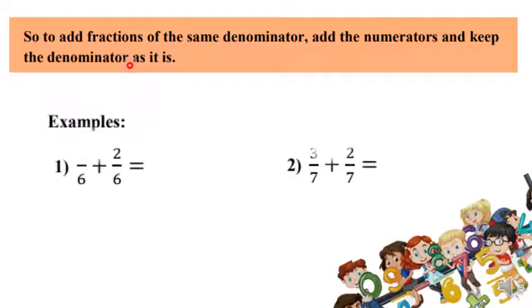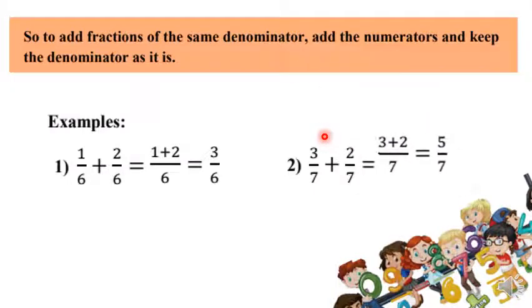Let's take more examples. 1 over 6 plus 2 over 6. Add the numerators and keep the same denominator. So 2 plus 1 over 6, which will give me 3 over 6. Here we have 3 over 7 plus 2 over 7. Add the numerators. 3 plus 2, it's 5. And keep the same denominator, which is 7.